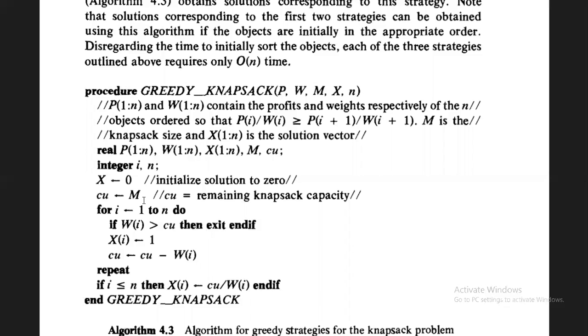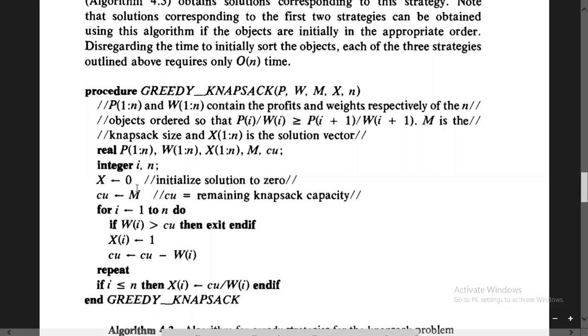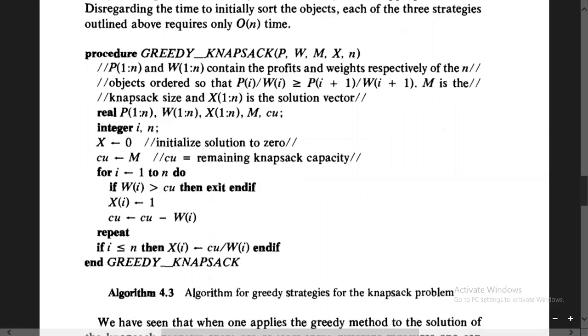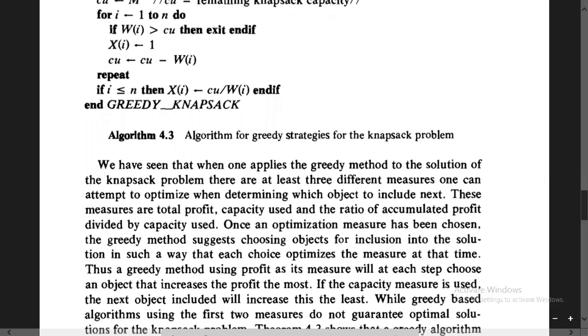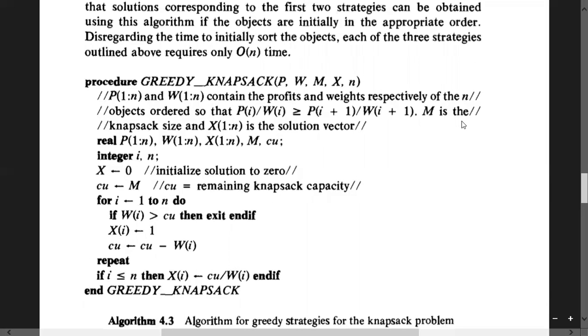Then once you come out of the loop, if i is less than or equal to n, it means you have not considered some of the items. Then Xi is Cu by Wi. You end it. Else, go back to greedy knapsack. So this is a recursive process. So this is how the greedy knapsack works. Okay. So this is about greedy knapsack.